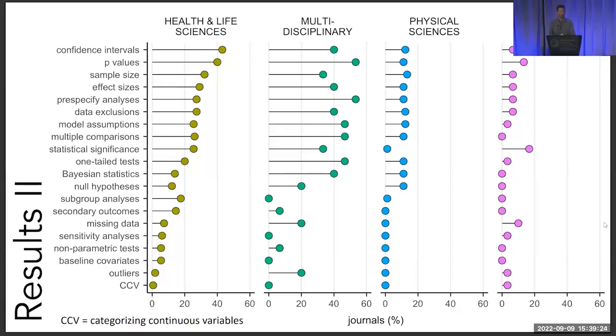You can see that the most commonly mentioned topics, especially in the health and life sciences, were confidence intervals, p-values, sample size justification, effect sizes, and pre-specification of analyses. By contrast, the topics that received relatively little attention included sensitivity analyses, non-parametric tests, adjusting for baseline covariates, handling outliers, and categorizing continuous variables.